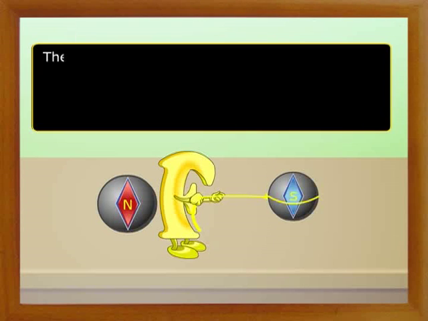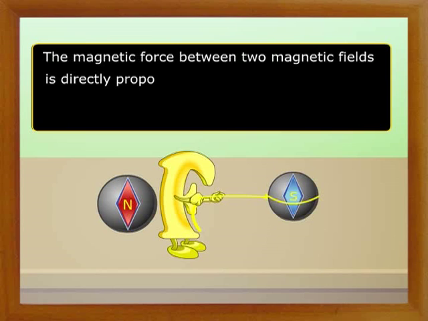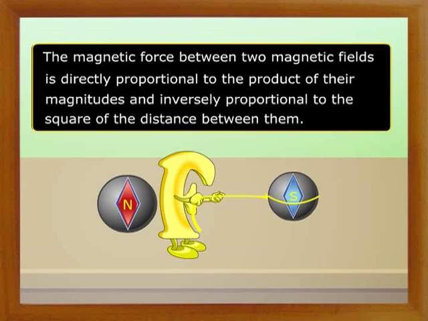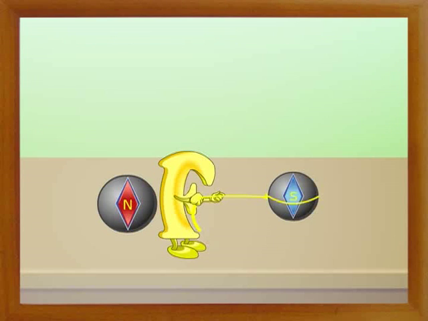It states that the magnetic force between two magnetic fields is directly proportional to the product of their magnitudes and inversely proportional to the square of the distance between them. We will now express this law mathematically. Consider two bar magnets of pole strengths m1 and m2. These poles are separated by a distance r.